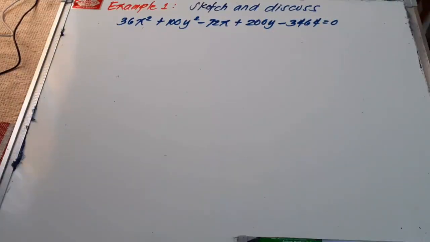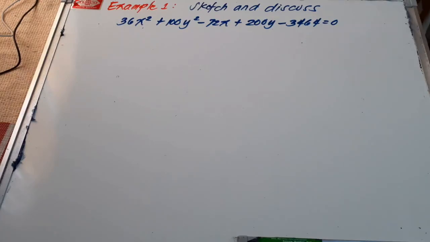Okay, in this video you will learn how to sketch the graph of an ellipse and how to determine the parts of an ellipse with center at (h, k) given the equation of the ellipse in general form. Also, you will learn how to determine the equation of an ellipse given different conditions. So I'm going to give you 3 examples.